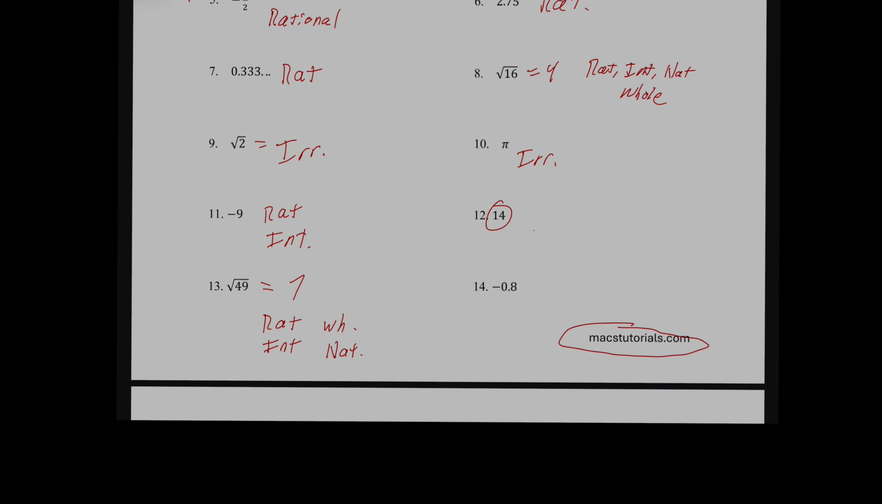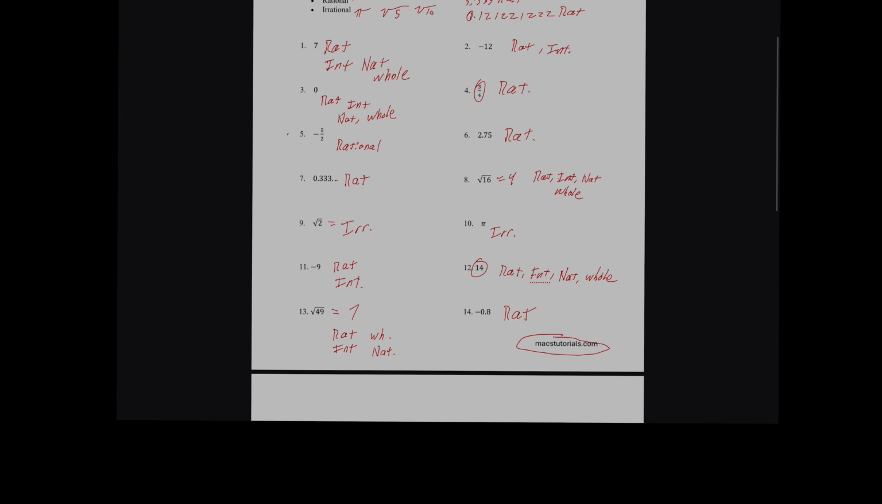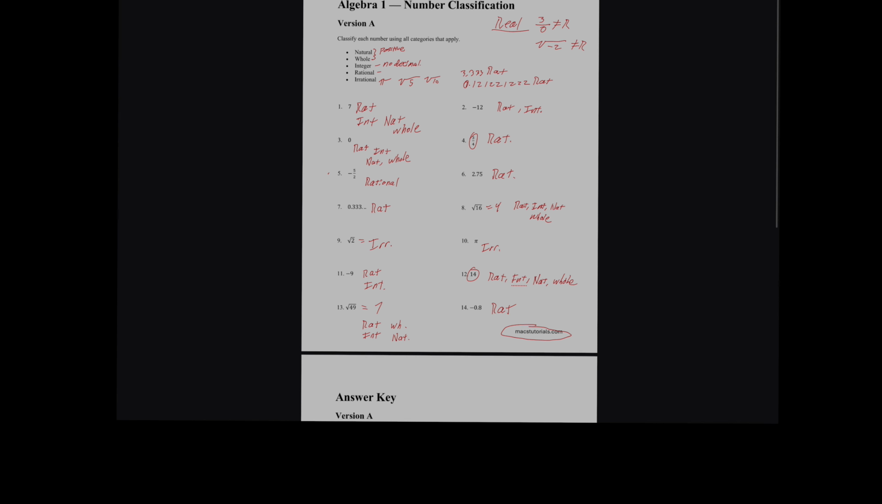14, once I get this, it's going to be rational. It's going to be an integer. It's going to be natural. And it's going to be whole. And negative 0.8. This one's going to be rational, and that's it, because it's a decimal, so it can't be an integer or anything else. So there's one example of how to classify numbers.